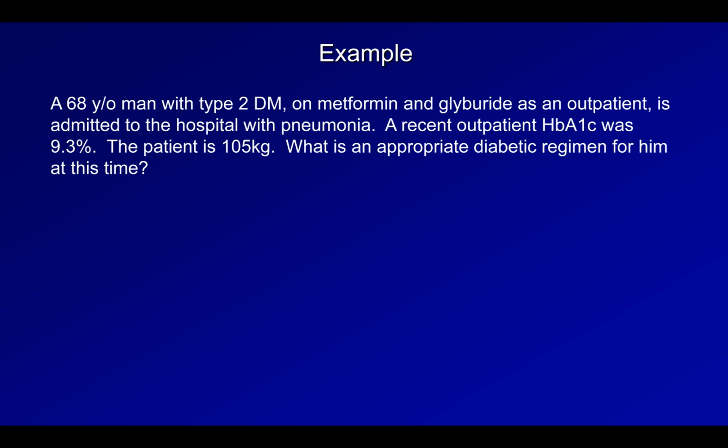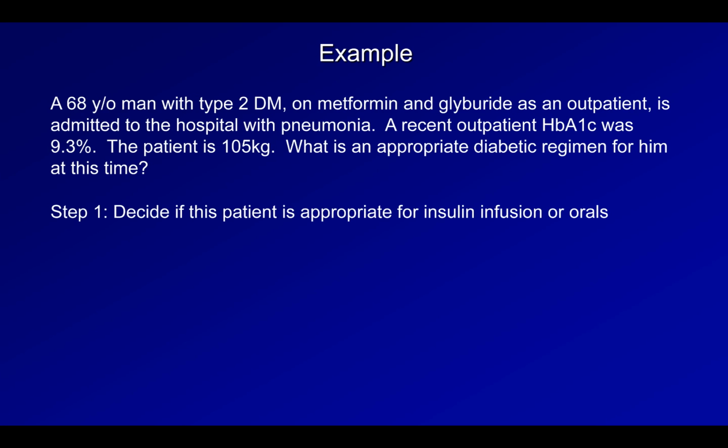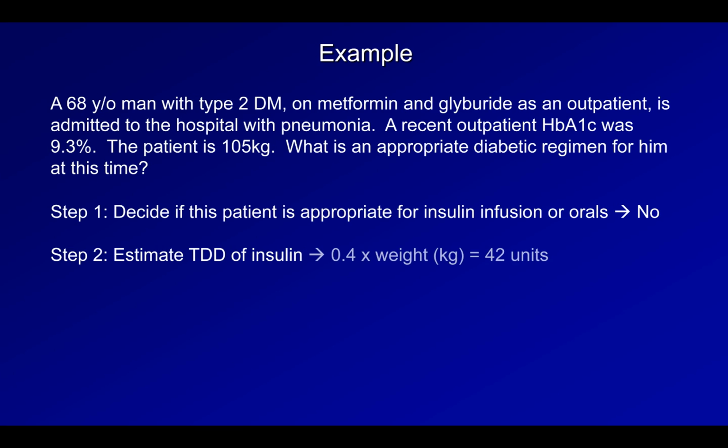Step 1. Decide if this patient is appropriate for an insulin infusion or for orals. In this case, he has no indication for an insulin infusion per se, and his poor outpatient control indicates that oral medication is not appropriate. Step 2. Estimate the total daily dose of insulin. This is 0.4 times his weight in kilograms, which in this case is 42 units.